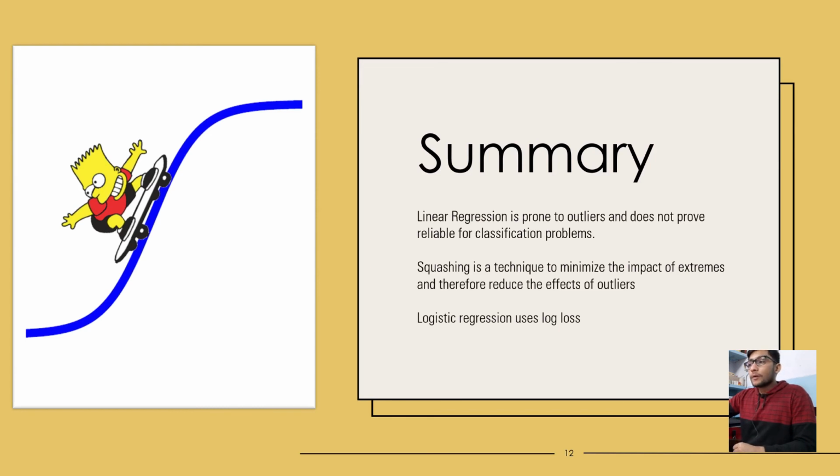With this, we also come towards the end of our video. We shall discuss the implementation, a very short implementation based on Scikit-learn. But to summarize things here, linear regression is prone to outliers and does not prove reliable for classification problems, as we saw. Squashing is a technique to minimize the impact of extremes and therefore reduce the effects of outliers. Logistic regression uses log loss.